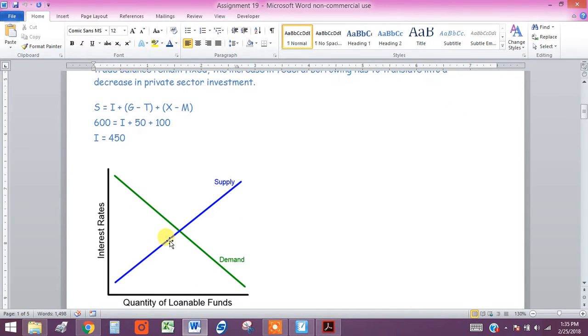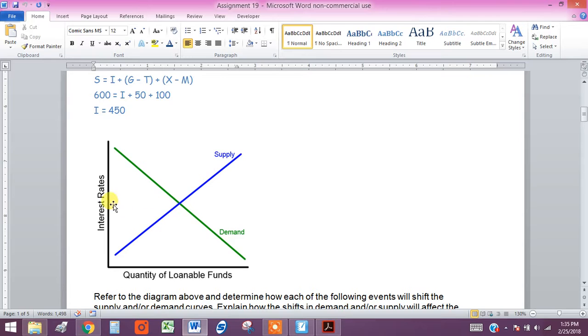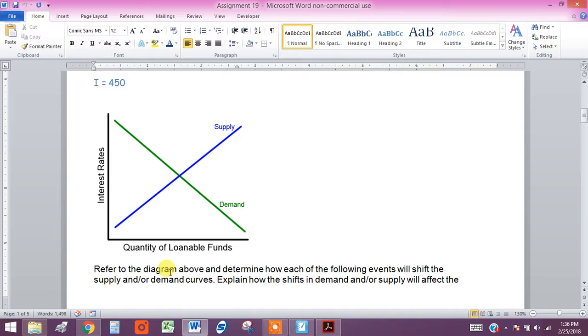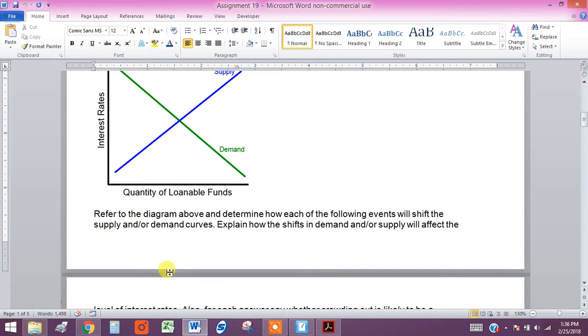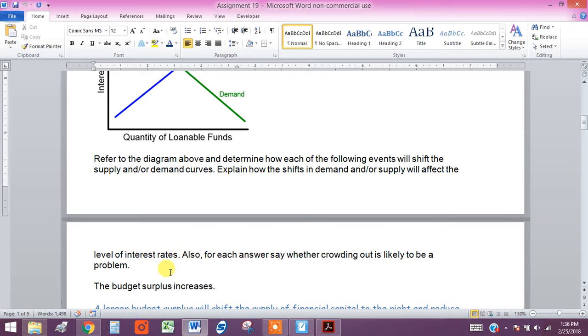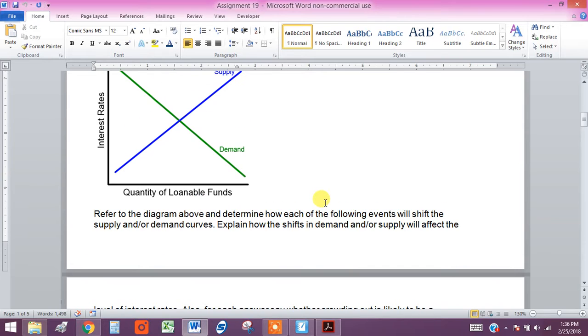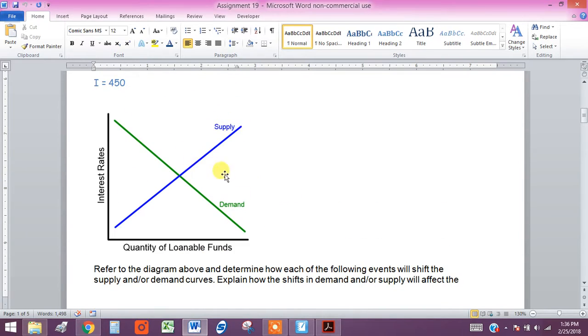Now for number 3, we're looking at a graph where we have interest rates on the vertical axis and quantity of loanable funds on the horizontal axis. And we're going to look at the different scenarios and explain whether demand or supply shifts, and which direction they will shift, and what that will do to the price or the interest rates of loanable money.